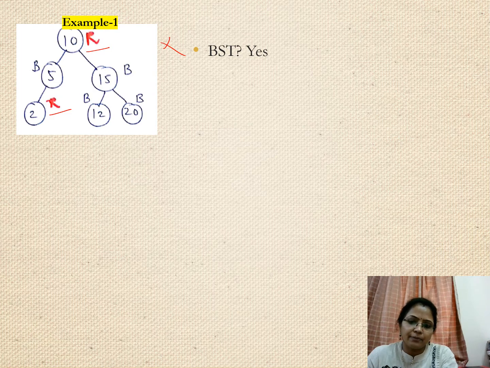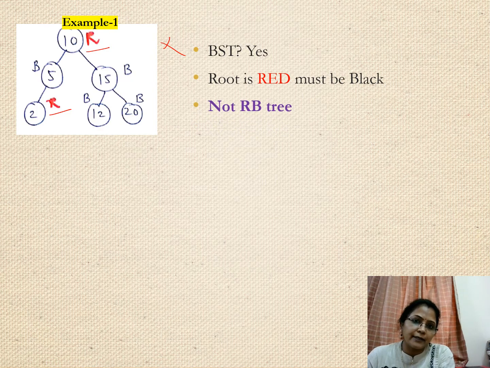So you can verify BST. Yes, we have to check that first, BST also. So yes, it is a BST. But the root is red. It must be black. So it is not a red black tree. Okay.